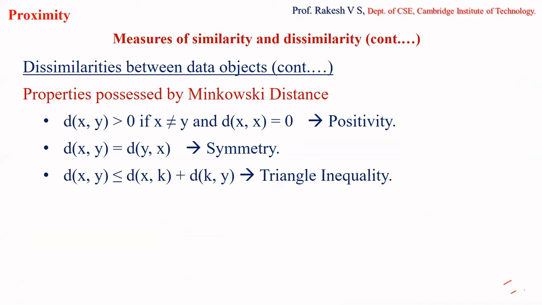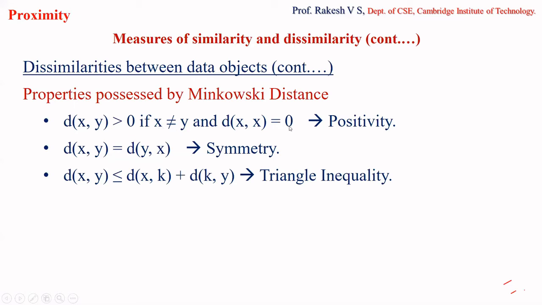One is positivity, second one is symmetry, and third one is triangle inequality. So what is this positivity? Distance positivity tells us the distance between any two attributes you take will be greater than 0 if the attributes are two different attributes, that is, x and y are different. Say consider x is p1 and y is p2. So when I find the distance between p1 and p2, it will be greater than 0 if x is not equal to y. What happens if x is equal to y?